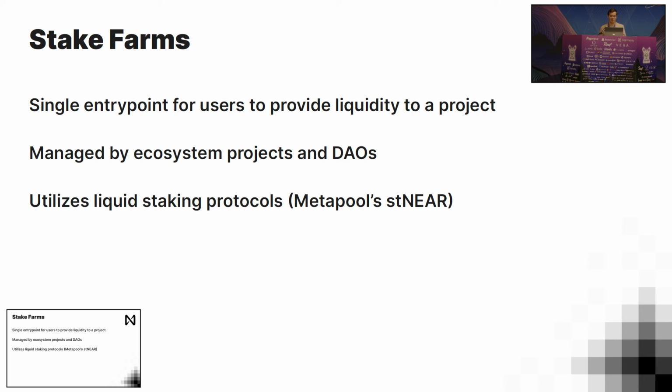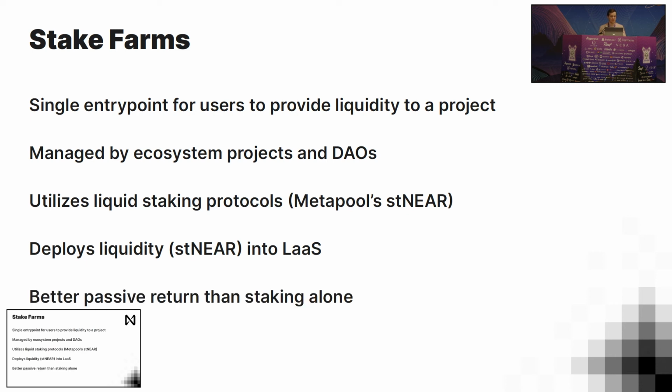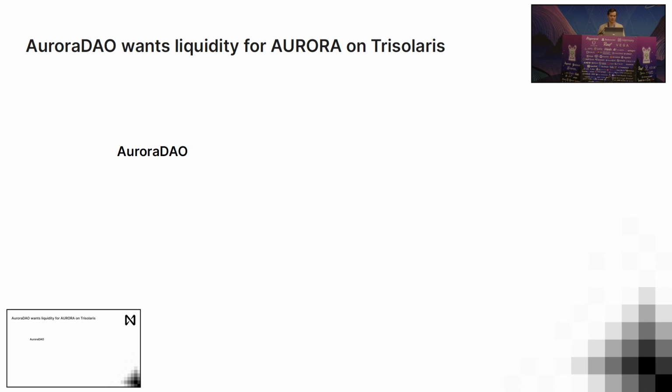So that's unlocking a lot of opportunity here, and it's what's going to allow us to create this staking-plus type of model. You have the liquid staking token. You can deploy this liquid staking token into the Liquidity as a Service, and you can generate a better passive return than staking alone. So let's go back to the example that we went through before, just to make it really clear and illustrate what we're talking about here.